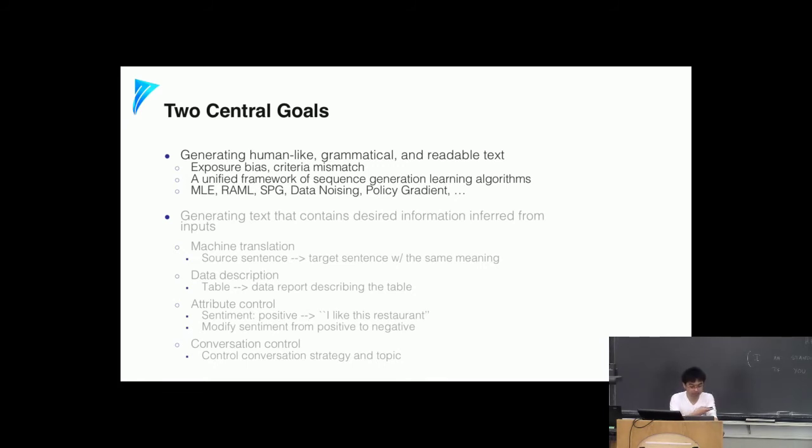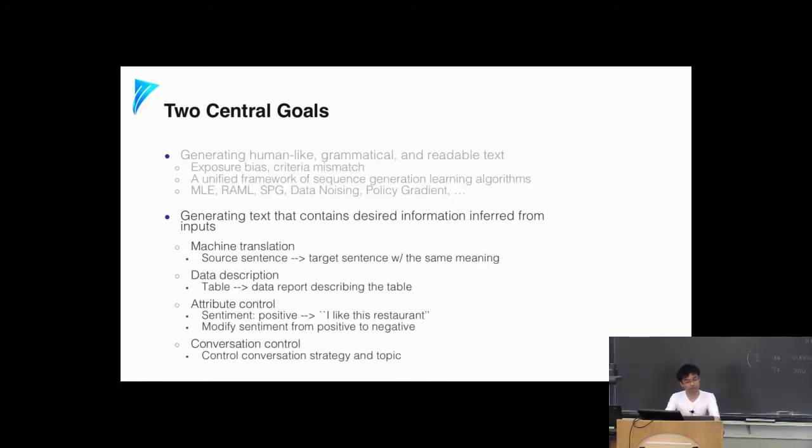Yeah. Then let's move on to the second goal. We want to generate text that contains desired information inferred from the inputs, in machine translation and data description, all these things. So basically we want to do conditional generation.